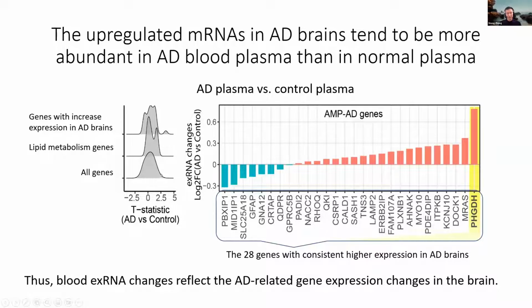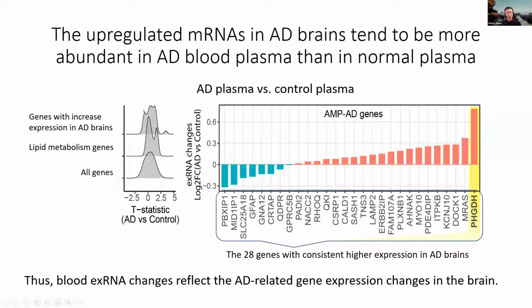So the bottom distribution of all genes shows the t-test, with positive meaning the extracellular RNA of this gene is higher in AD than control in our cohort. And what we see is that in general there is perhaps not a clear bias to higher or lower. Some genes are expressed higher and some lower, which conforms to what you would expect from a distribution.